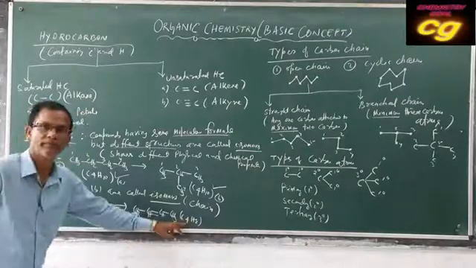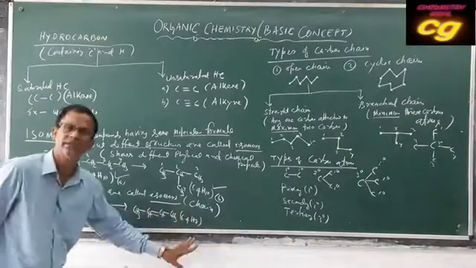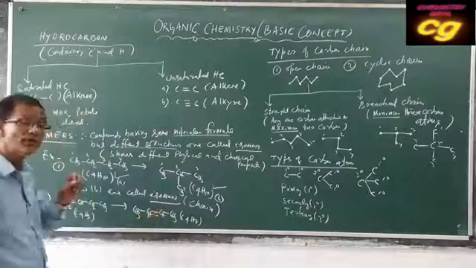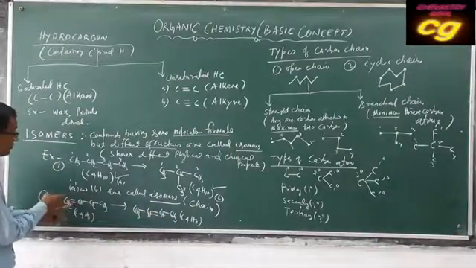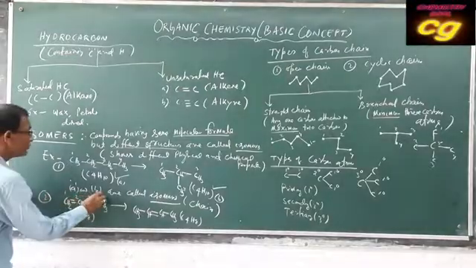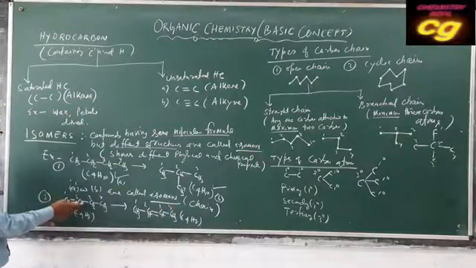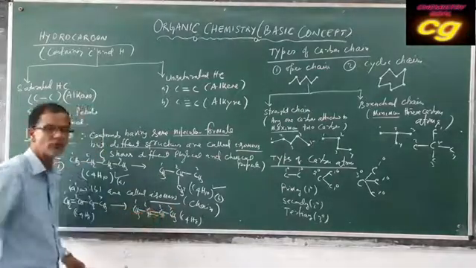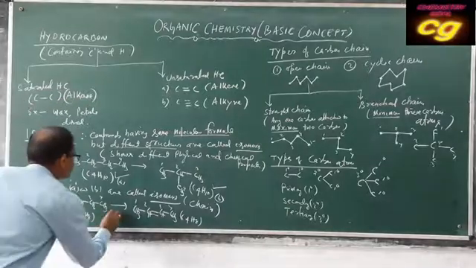Formula same, C4H8, C4H8. Both are straight chains, so both are the same, but the only difference is in the position of the double bond. Here the double bond is between carbon 1 and 2, and here between carbon 2 and 3. So the position changes. That's why this isomer is called a position isomer.